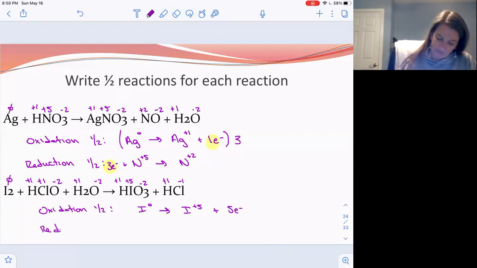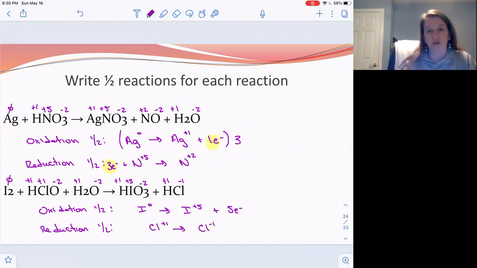And our reduction half reaction is going to be our chlorine, because it's going from a plus 1 to a minus 1 over here on this side. So how many electrons does that mean we have to add, and to which side? We're going to have to add 2 electrons over here to the reactant side.